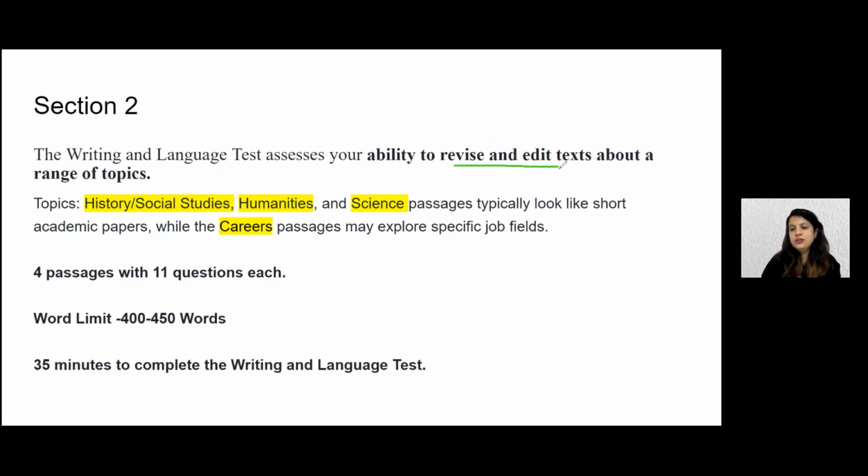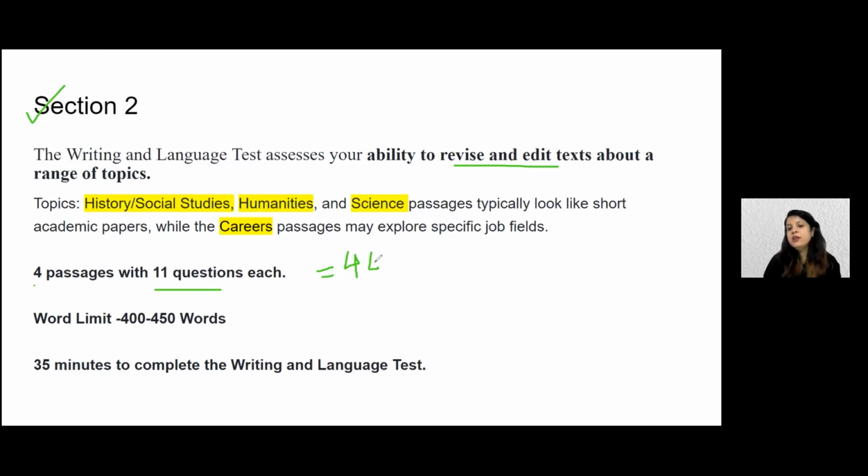Another very important concept is that we will also be testing you on your expression of ideas, right? That is a tricky category where most of the students get stuck. So we'll be talking about that in a while, but let's first take an overview of the section. This section, the Writing and Language test, would be your section 2 on the paper. What I need to remember is there would be 4 passages with 11 questions each. That means I would have 44 questions to deal with.